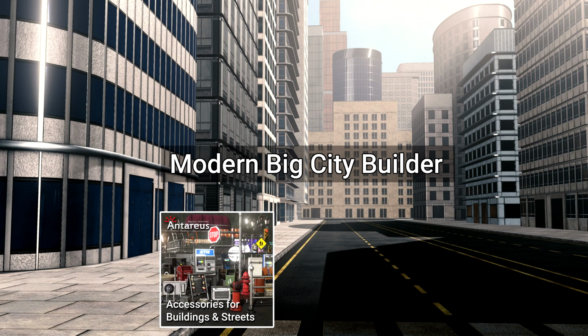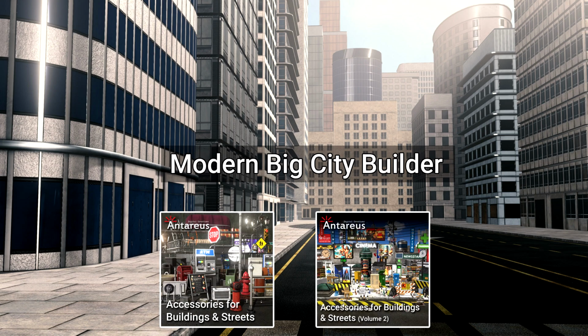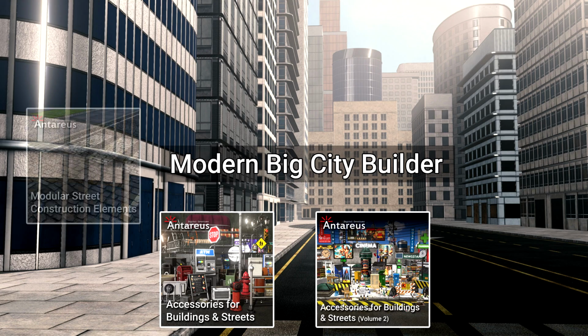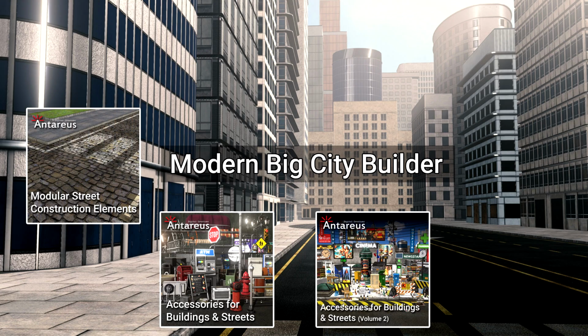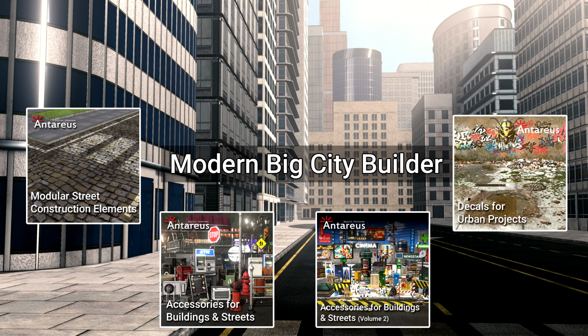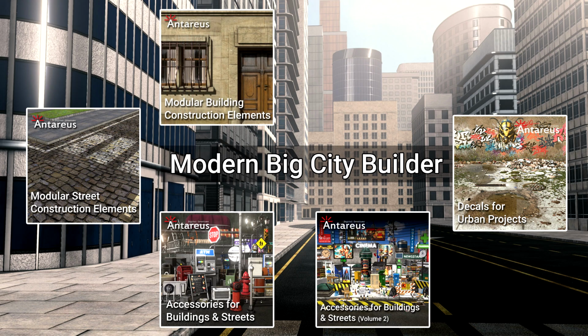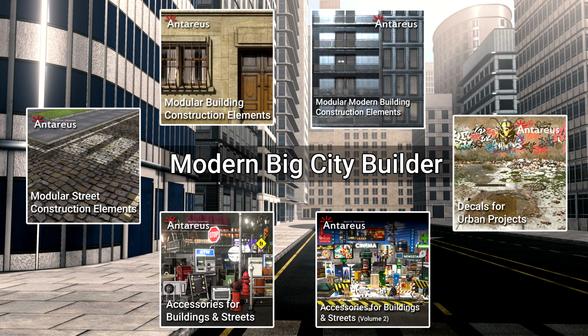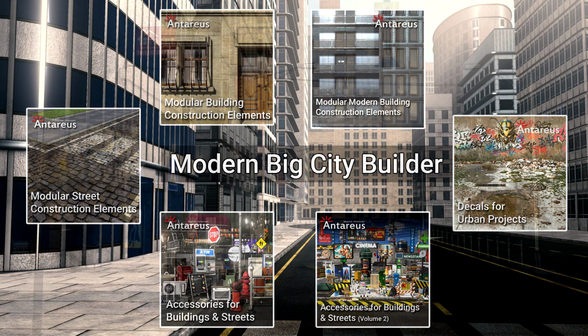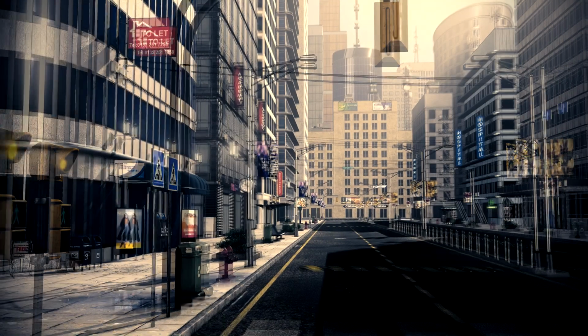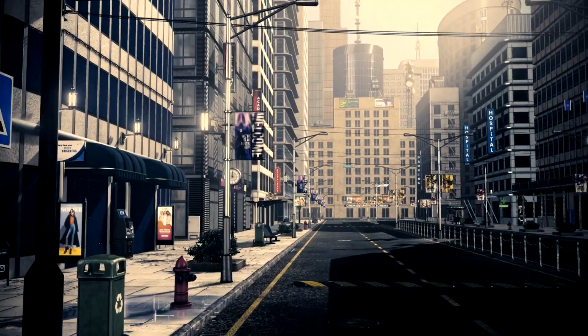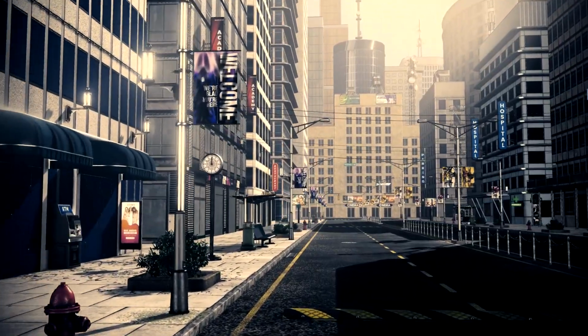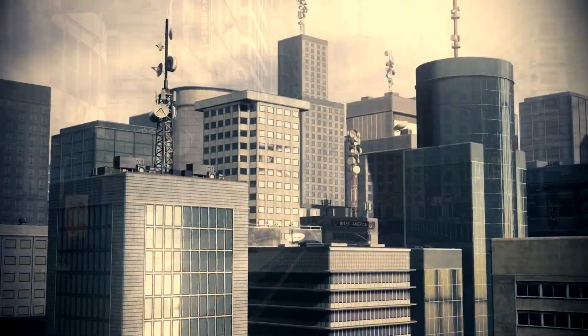Accessories for Buildings and Streets. Accessories for Buildings and Streets, Volume 2. Modular Street Construction Elements. Decals for Urban Projects. Modular Building Construction Elements. And Modular Modern Building Construction Elements. Using them together, you can create complex and realistic urban projects, keeping iClone working fluently, while creating scenes like these ones.